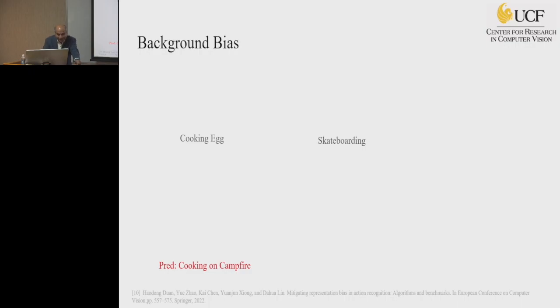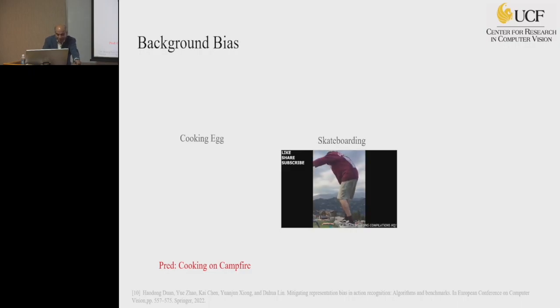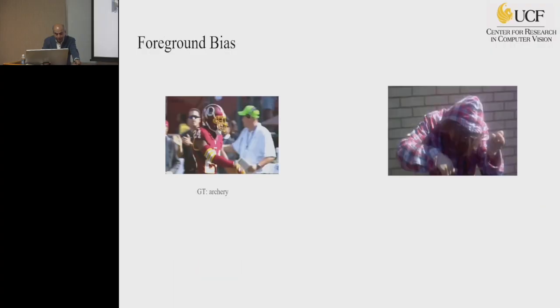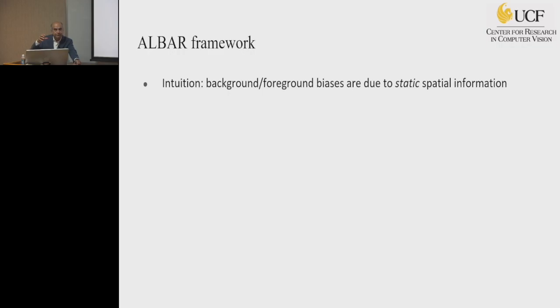Oh, okay, yeah. So this is another example where it's skateboarding, but actually the computer detects ski jumping, and this is reading a book, but it is detected as canoeing or kayaking, right? So that's a big problem, and again I showed you this earlier, archery and so on.